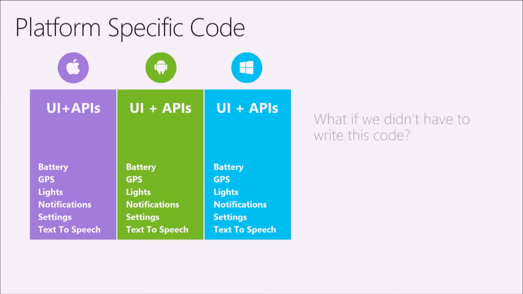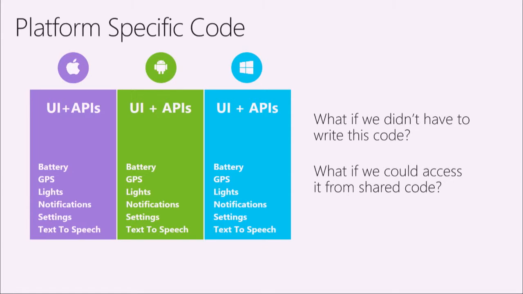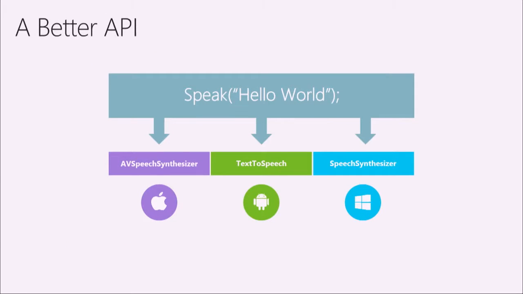So we said, what if you didn't have to write all this code and learn the iOS-specific API, the Android API and the Windows API? What if you could access these native features in the native libraries from shared code? For instance, text-to-speech. What if I just wanted the phone to talk to me? I should have an API called Speak. Hello world, and it should speak back. But under the hood, it should use things like AVSpeechSynthesizer and the speech synthesizers of Windows to do that for me.